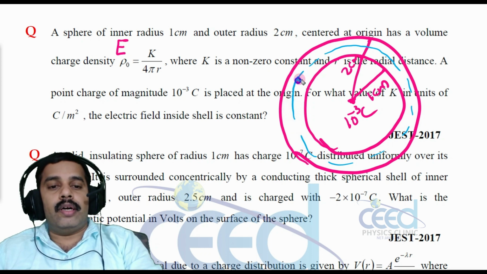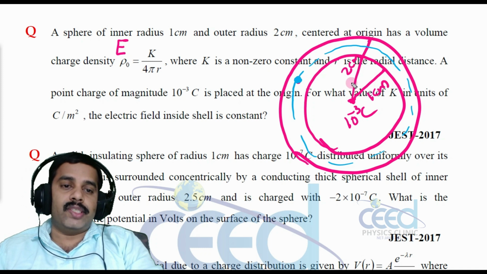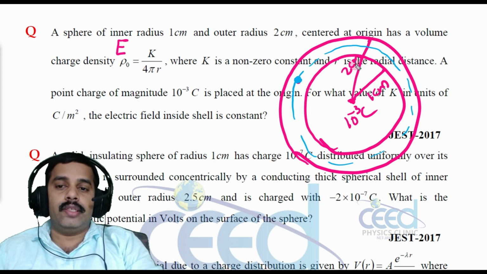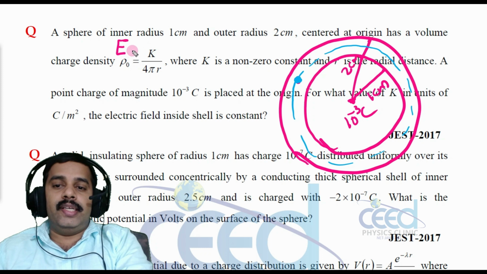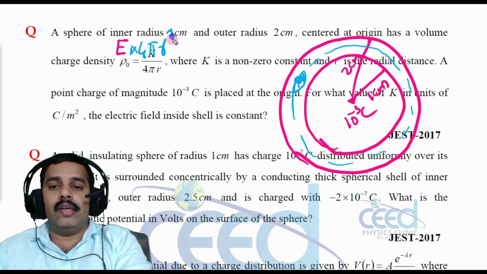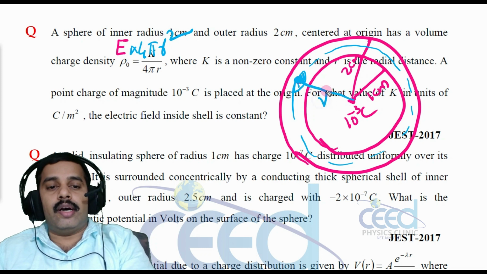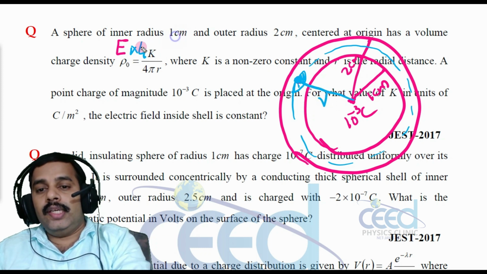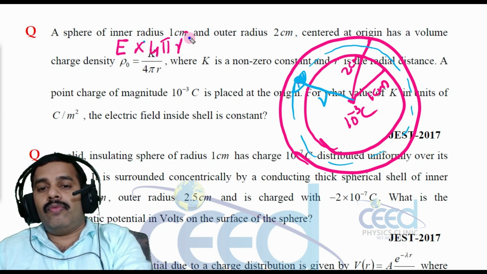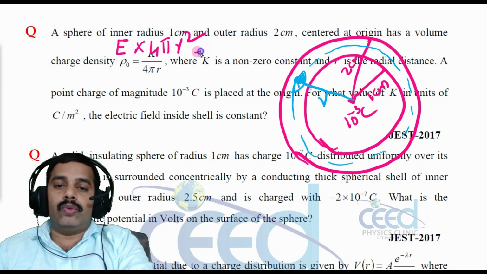So this is my inside electric field within this radius, 1 centimeter and 2 centimeter, right? So if I consider a small area here, this is the field E, and what is the area of this? That is 4 pi r square. I am considering this radius as r. So that is E into 4 pi r square equal to, right?